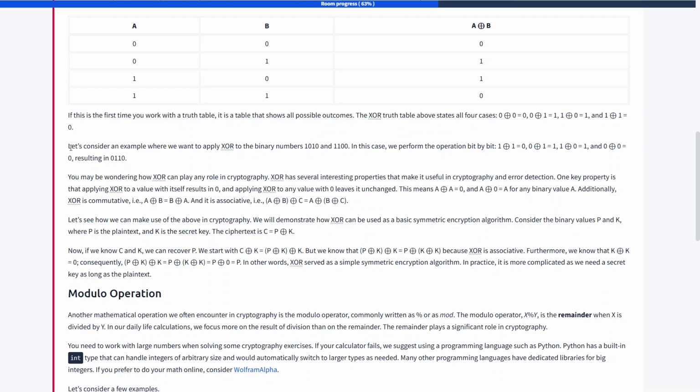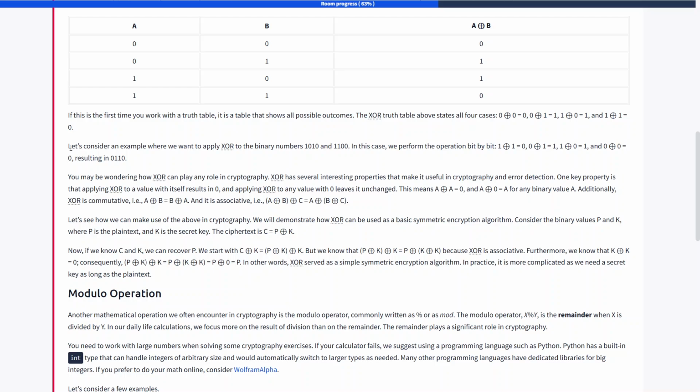If this is the first time you work with a truth table, it is a table that shows all possible outcomes. The XOR truth table above states all four cases. That is, when A and B are 0 0, the result would be 0. If they are 0 1, the result would be 1. If they are 1 0, the result would be 1, and if they are 1 1, the result would be 0. So if the states of A and B are the same, then the result will be 0 every time.